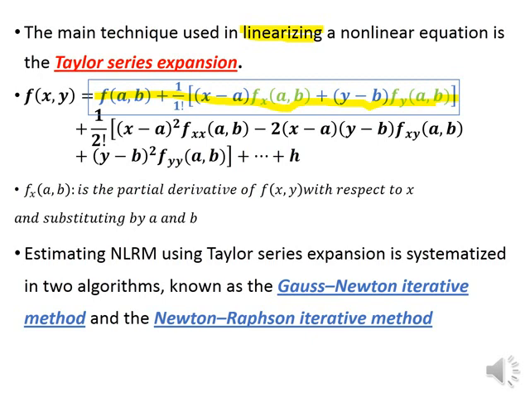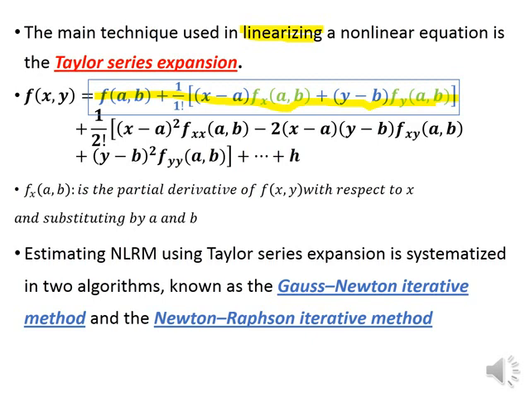These are the initial values. Remember that we said we are linearizing around some initial values. These are the assumed values from the very beginning. So substitute in your function by these two values. And then x minus a, again, is the assumed value. What is fx(a,b)? It is the partial derivative of the function with respect to x. So I will differentiate my function f of x and y with respect to x only, and then I'm going to substitute by a and b again.